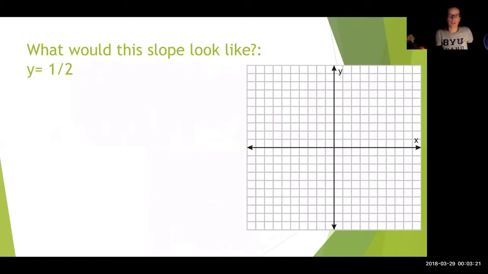What would the slope look like if y is equal to 1/2? So y is equal to 1/2 means that your y is 1/2, no matter what your x is. So that's going to be a nice horizontal line at 1/2.